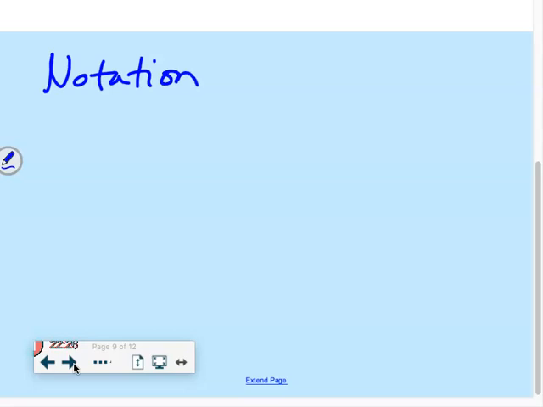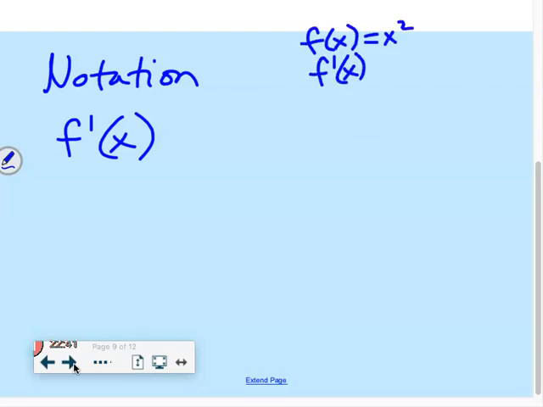So you have learned the notation for a derivative is f prime of x. Let me do an example. Suppose f of x equals x squared. You now know f prime of x is 2x. We call this the derivative of f. Is that okay? Yeah. Okay, I saw some angst.